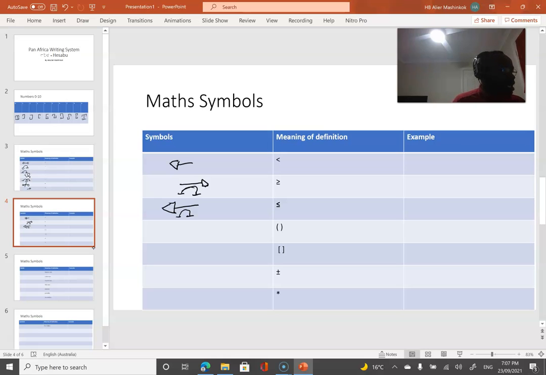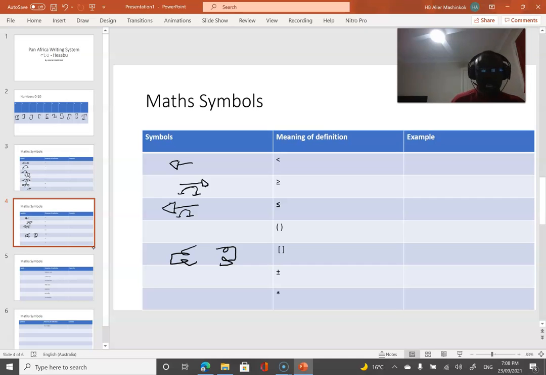The parentheses brackets are very unique in a way, in that it is being done from a different perspective. So this one is going this way, like that, and then like this, then that one like that. Okay, that's the first part. Second part of it, it will be going this way, like this, then it will go that way, then like that. So these are the parentheses of the Pan-African writing system. This is how it should be done.